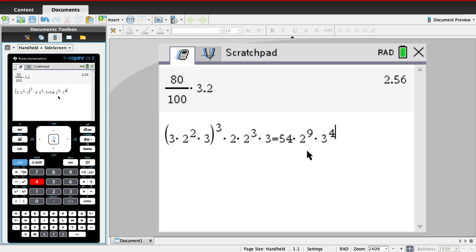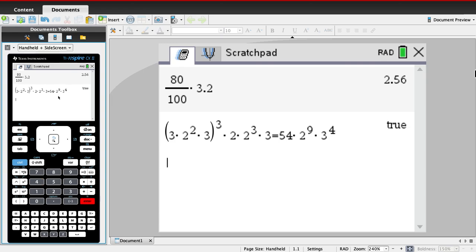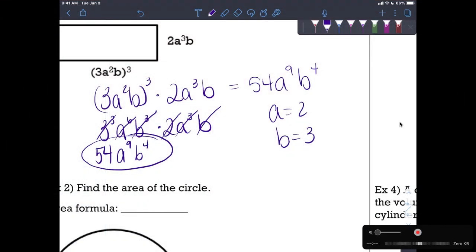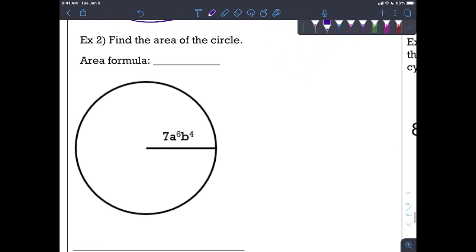All right. So I got a true back. That tells me that I did my math correctly, and this is the correct answer. All right. Let's go ahead and look at the next one.